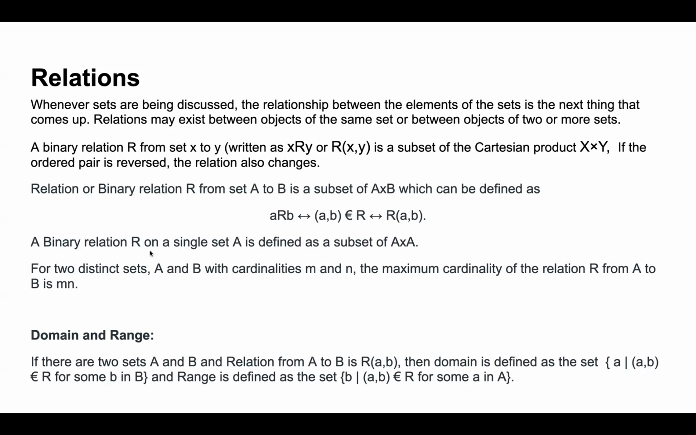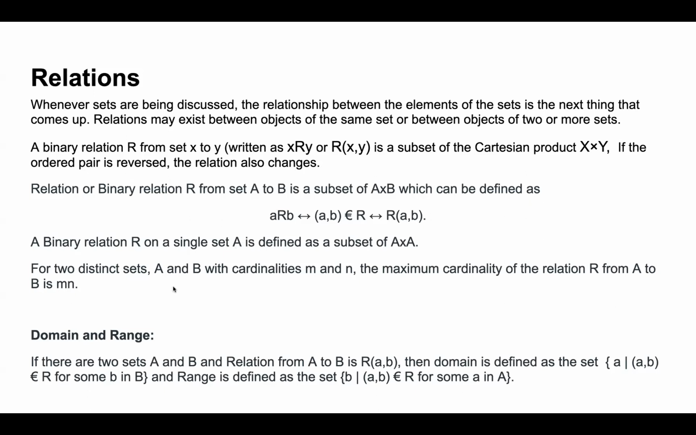Then a binary relation R on a single set A is defined as a subset of A cross A. If a single set is there and the relation is defined on that single set, it is a subset of A cross A, meaning the Cartesian product of A with itself, because it will contain only those pairs made from the elements of A with itself.